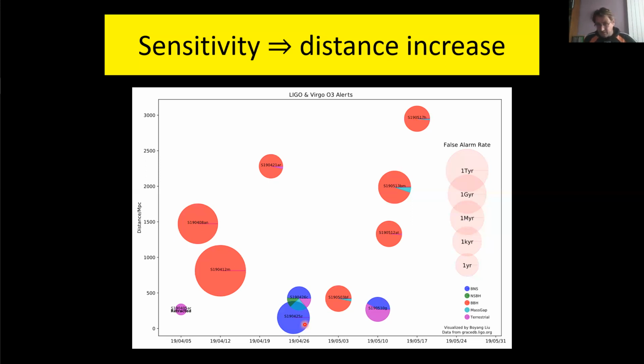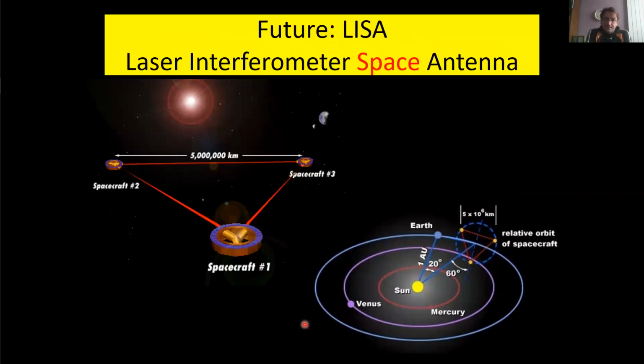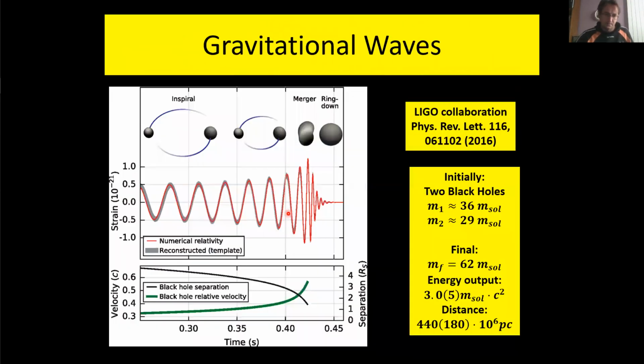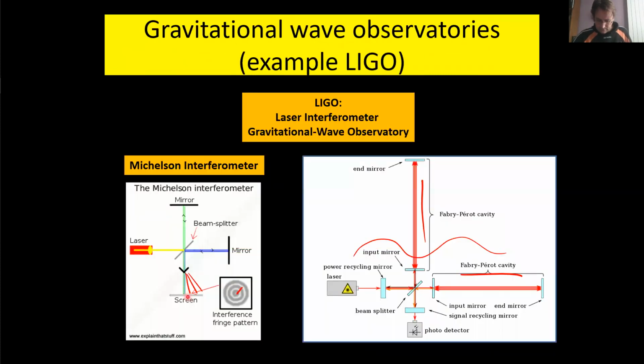So why not go somewhere where space doesn't matter? So this will be the future idea of gravitational wave observatories. And I think it has already been agreed that the money is there and that it's going to be built. And this is LISA, the Laser Interferometer Space Antenna. Here we basically work with three arms, which has an advantage, because with the two arm design of LIGO, you have one problem.